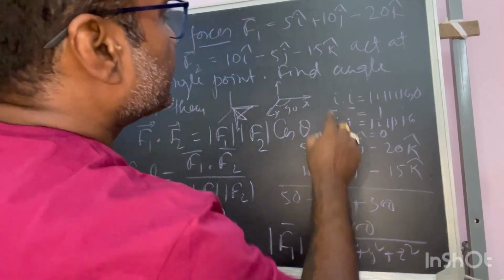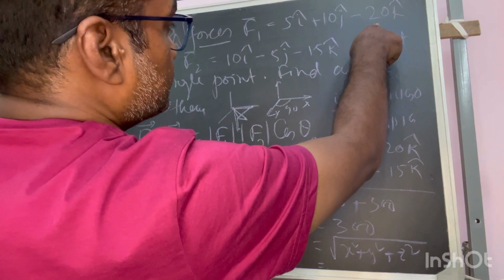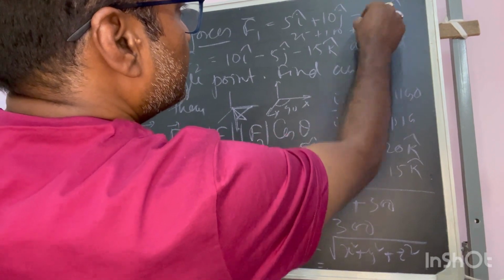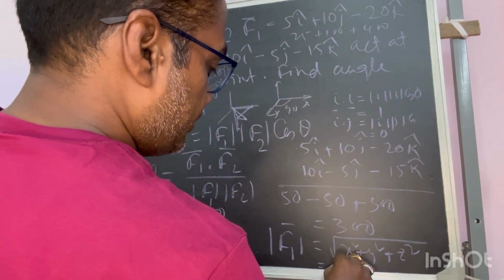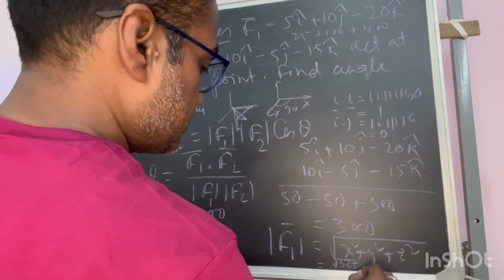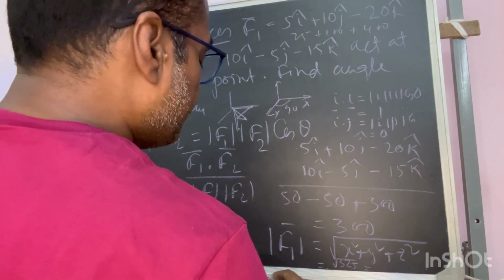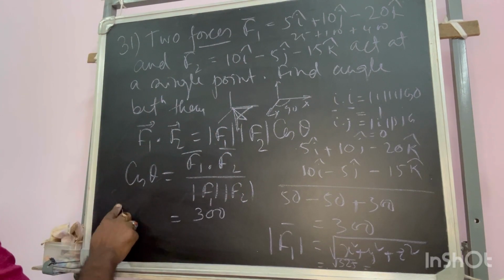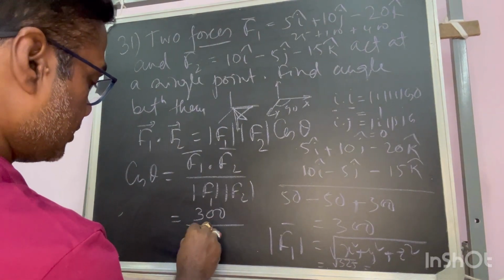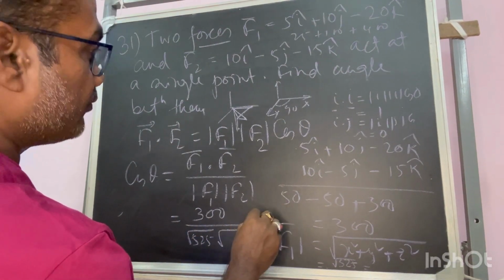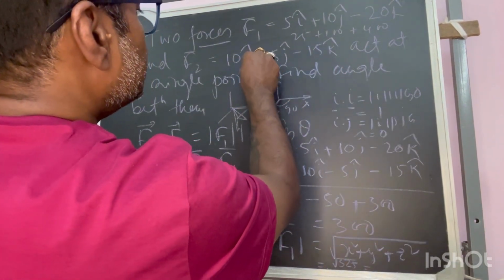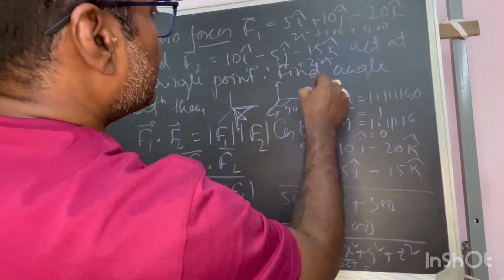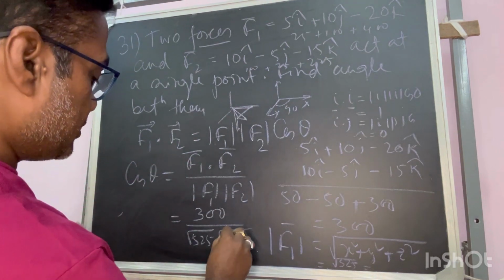So now x square is equal to 5 square plus 10 square plus 20 square. So 5 square is 25, plus 10 square is equal to 100, and 20 square is 400. So ultimately 525. The square root of 525, that is nothing but how much? Let me leave it like that and check if it can be calculated. Now f2 is what? 10 square means 100, plus 5 square means 25, 15 square means 225. So 350.